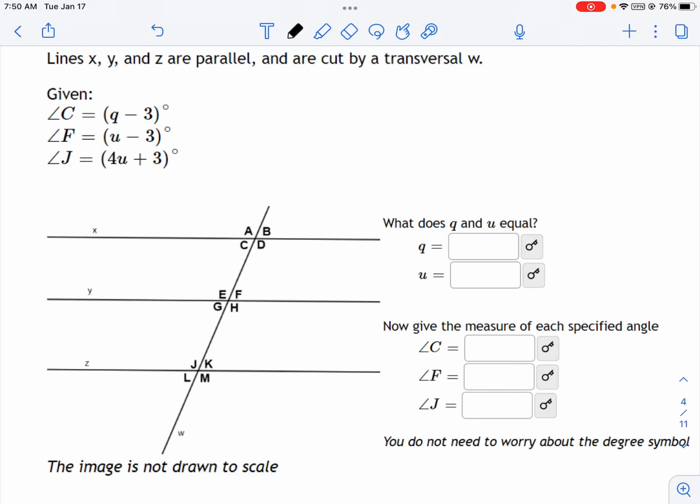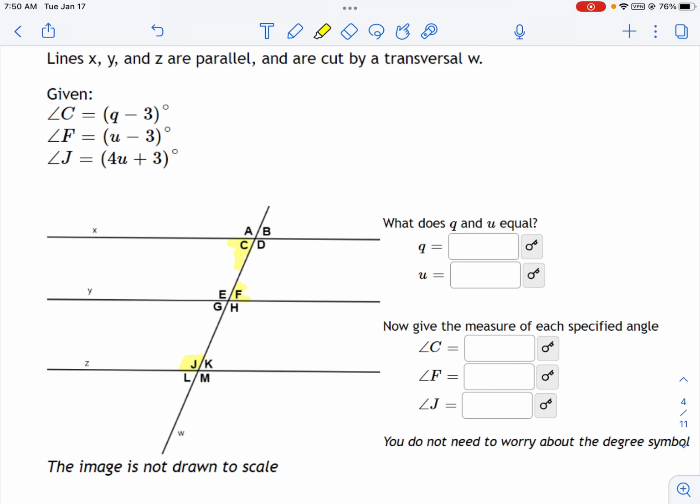We have lines X, Y, and Z. They're parallel. They're cut by a single transversal W. We're given three things. We're given that angle C, this thing right here, is Q minus 3. Angle F is U minus 3. And J we're given as, down here, 4U plus 3.